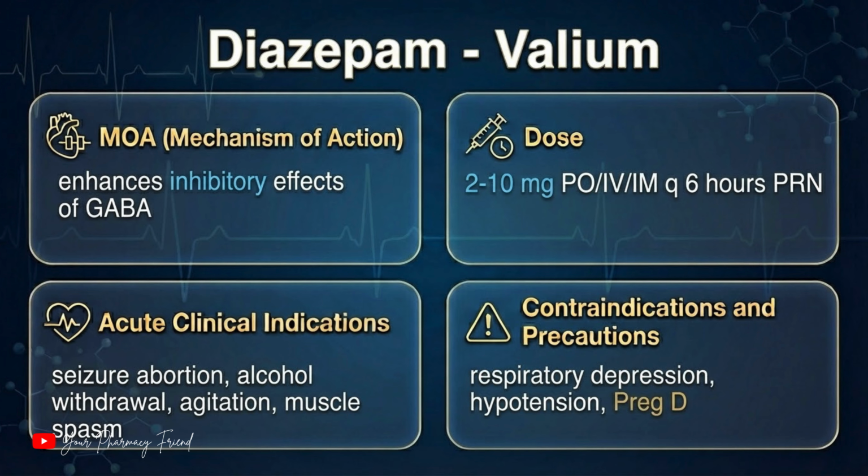Finally, regarding pregnancy safety, diazepam is classified as pregnancy category D, which indicates positive evidence of fetal risk. Therefore, it should be used during pregnancy only when the potential benefits outweigh the potential risks. In summary, diazepam is a rapid-acting benzodiazepine that enhances GABA-mediated neuronal inhibition, making it an important medication for seizure management, alcohol withdrawal treatment, agitation control, and muscle spasm relief.